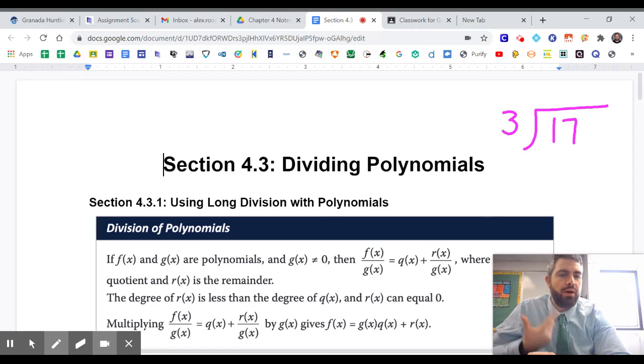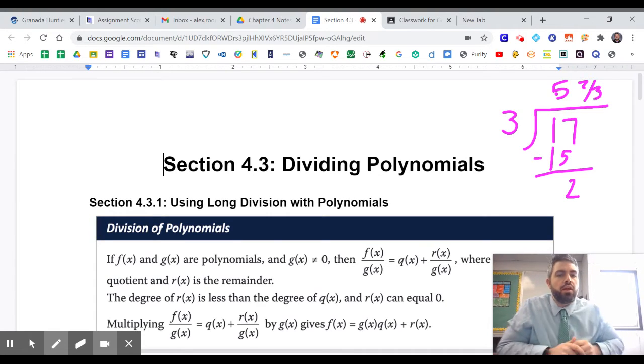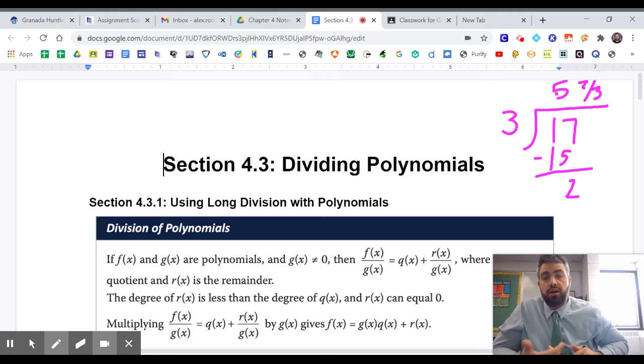We would say, okay, well, how many times does 3 go into 17? The correct answer is 5. And then 5 times 3 is 15, and we would subtract, and there'd be a remainder of 2, which means it'd be 5 and 2/3, okay? So that is how we can do division of polynomials too, kind of the same idea. So you figure out what goes into your section and go on from there, okay?